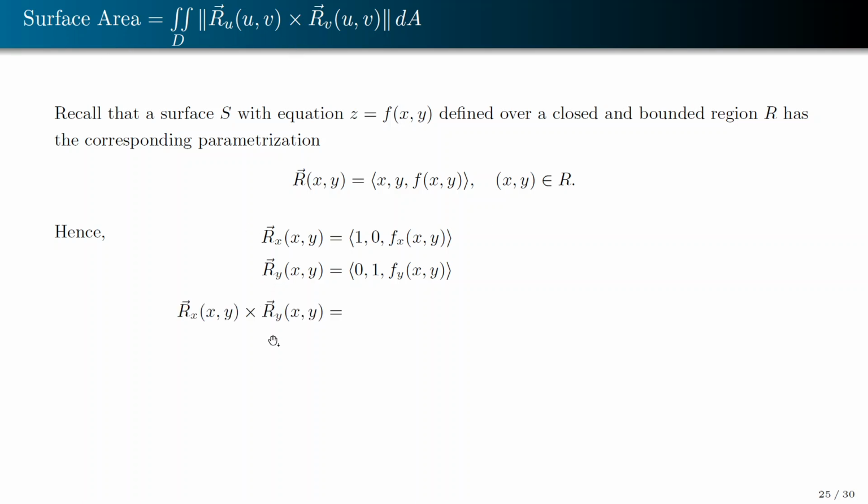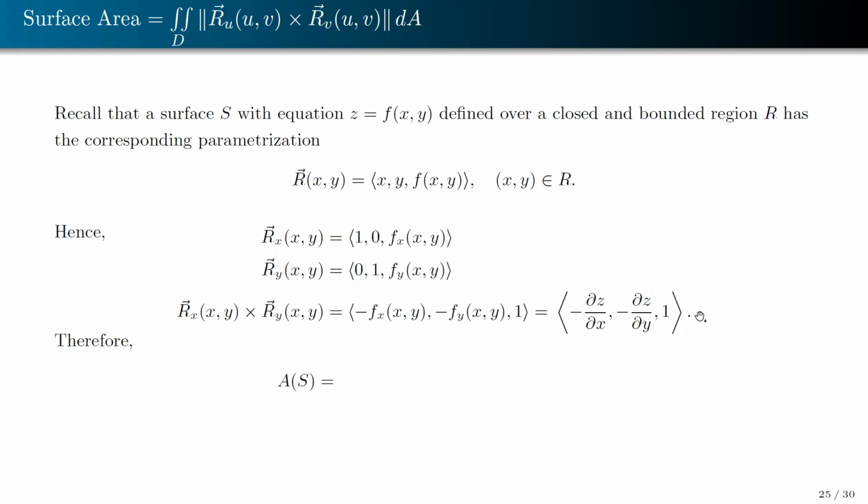Tapos getting the cross product, okay, yung first component ay negative f sub x, yung second component ay negative f sub y, tapos yung third component ay 1. Ayan, so we have this. Tapos, just rewriting this expression, let's recall z is f of xy, so itong f sub x saka f sub y can be rewritten as partial of z with respect to x saka partial of z with respect to y. So ito na yung cross product.